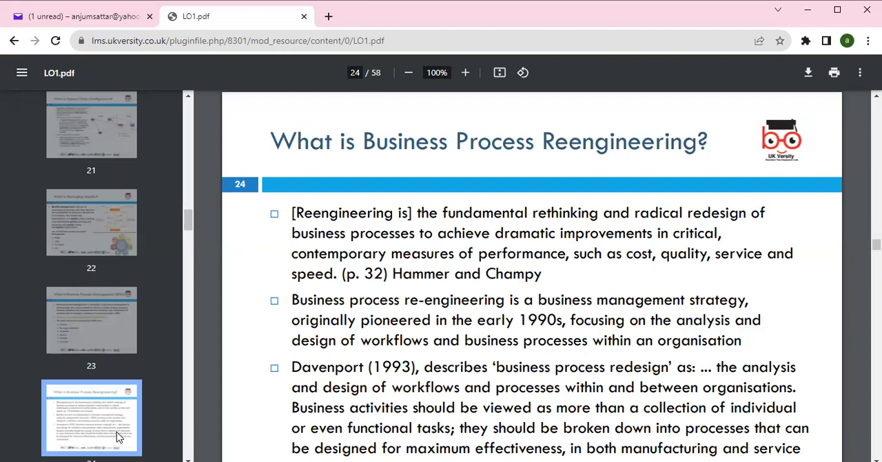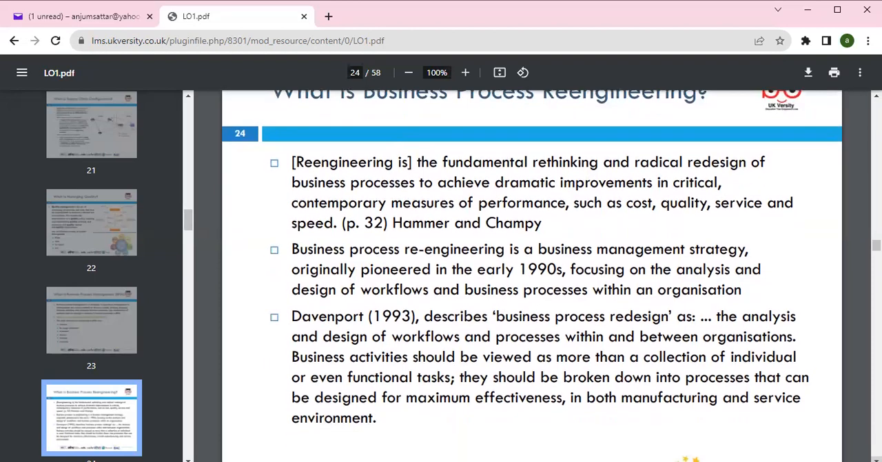Business process re-engineering is a business management strategy pioneered in the 1990s, focusing on analyzing workflows. Davenport describes business process redesign and analysis, and we look at the flows of the organization, and then we design for maximum effectiveness, in both manufacturing and services.